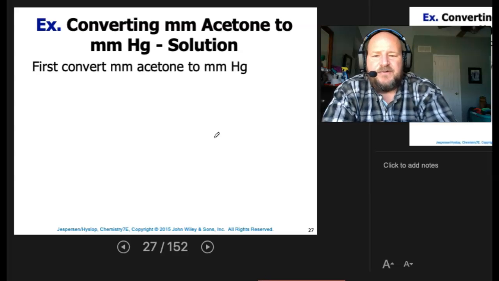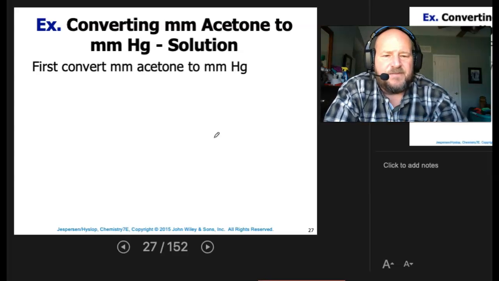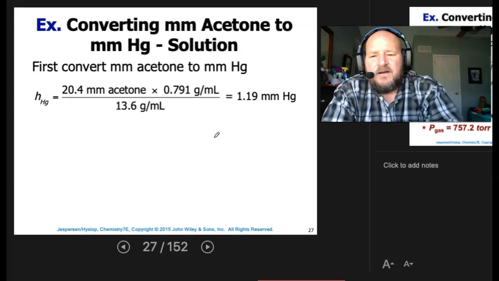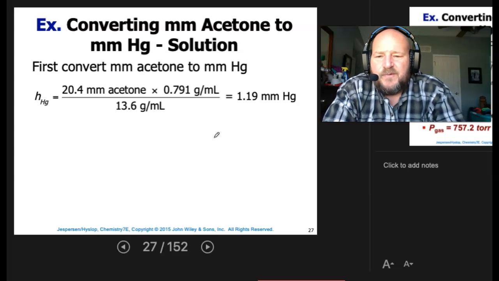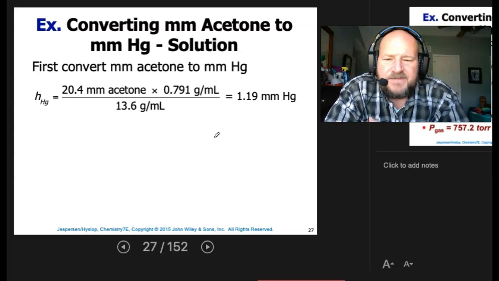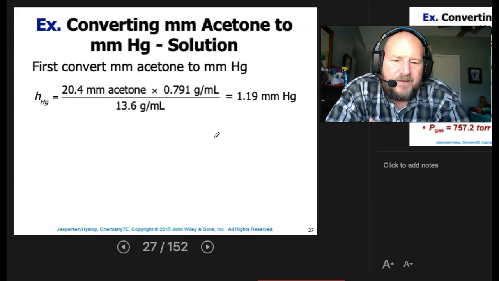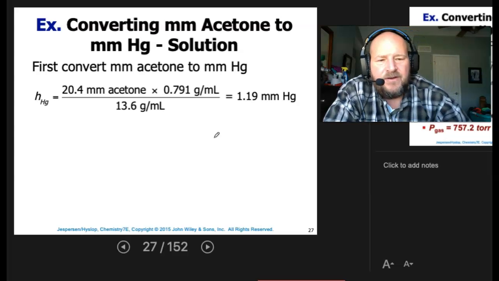So you can pause here, try it, and then see how you do. So the first thing we want to do is convert the millimeters of acetone to millimeters of mercury. The height of the mercury would be equal to 20.4 millimeters of acetone times the density of the acetone divided by the density of the mercury. So that means it's going to be 1.19 millimeters of mercury.